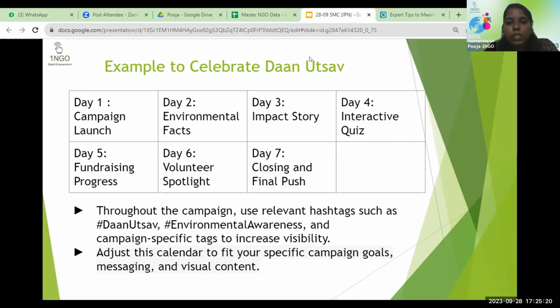And you can use Instagram stories as well to show behind the scenes content or sneak peeks of your environmental causes or educational causes. And you can also give real-time updates on your fundraising in the stories as well. So this is how you can celebrate Danotsav in a simpler way.